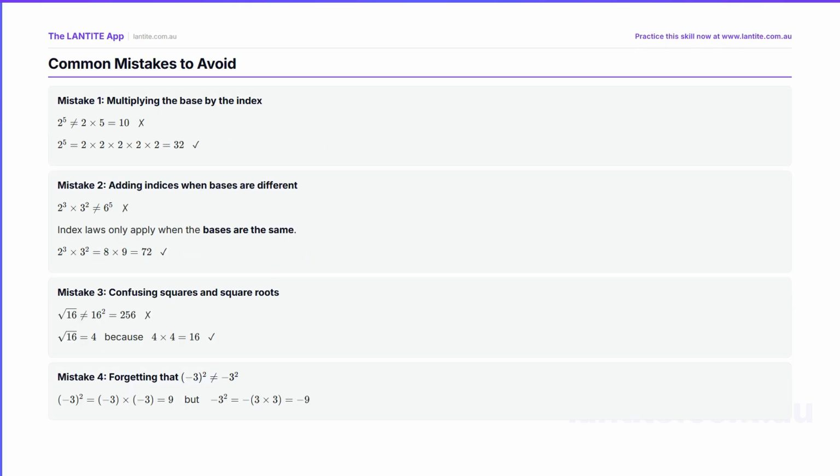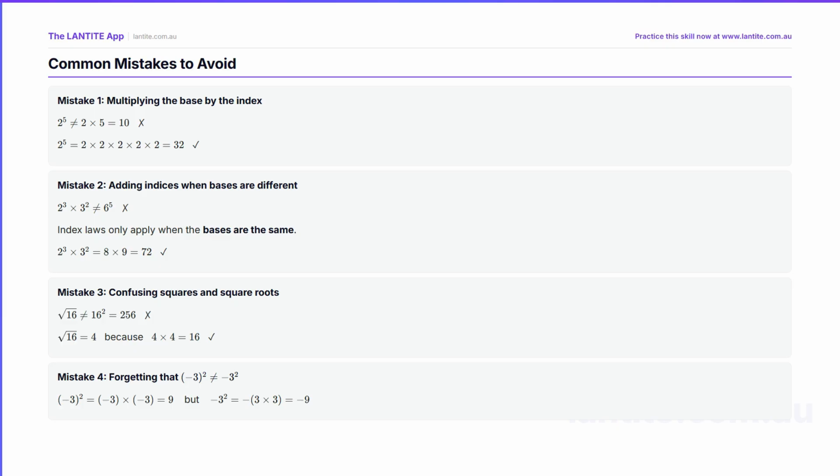Let's go through the most common mistakes students make with indices. First, do not multiply the base by the index. 2 to the 5 does not mean 2 times 5. It means 2 multiplied by itself 5 times, which is 32, not 10.